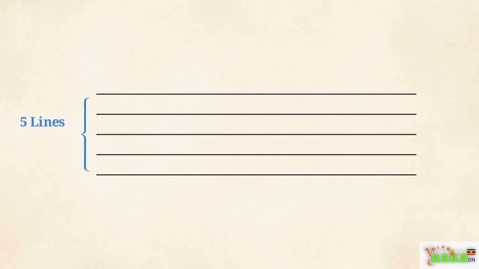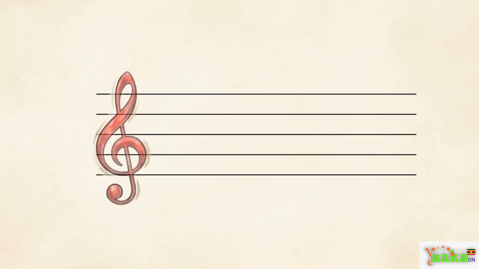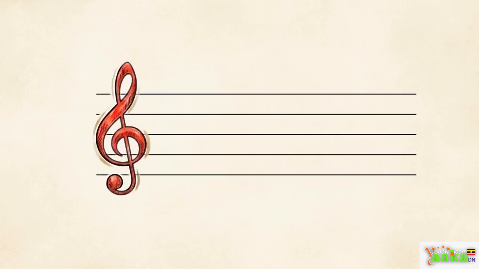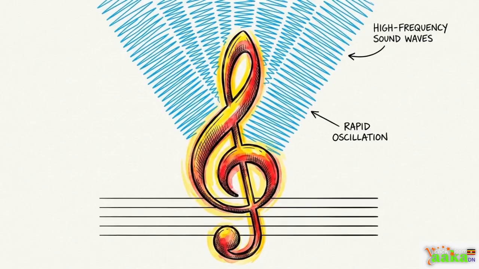Draw 5 straight horizontal lines. This structure is the stave. It gives us 5 lines and 4 spaces. Next, at the far left, we draw a symbol known as a treble clef. Placing this clef at the start tells the musician that the notes written here are generally high in pitch.